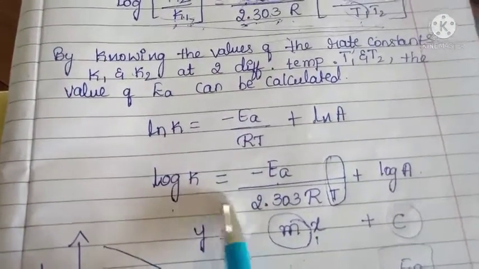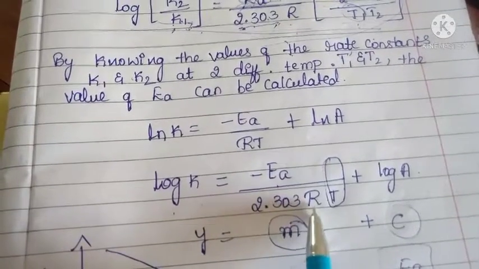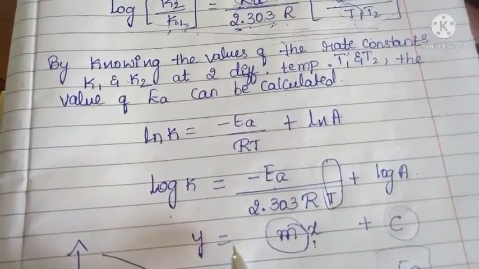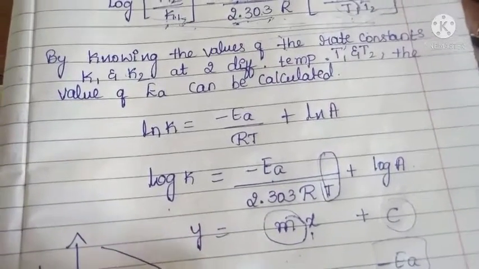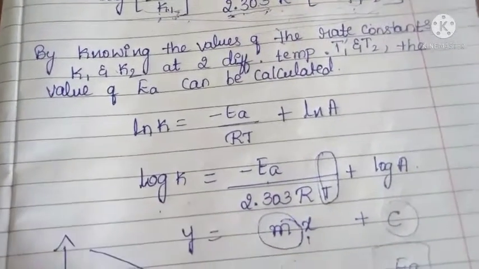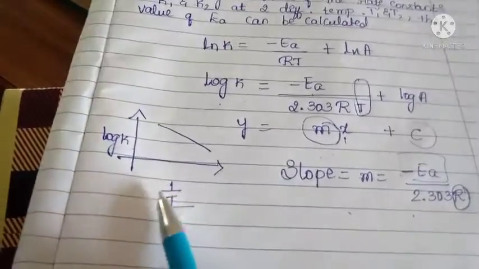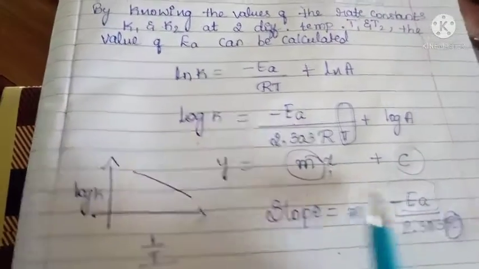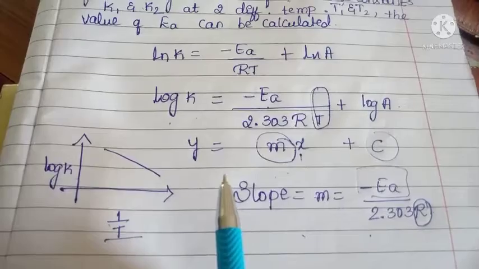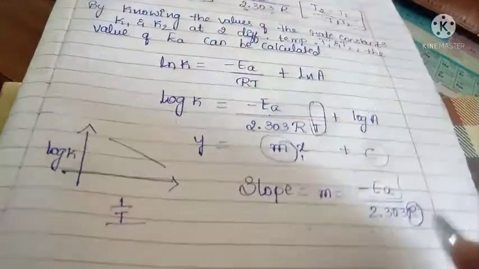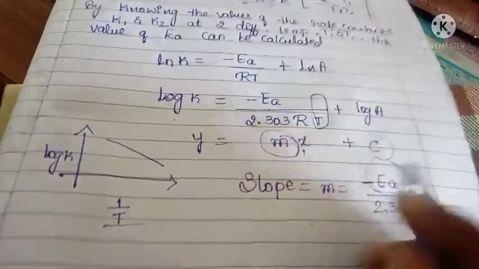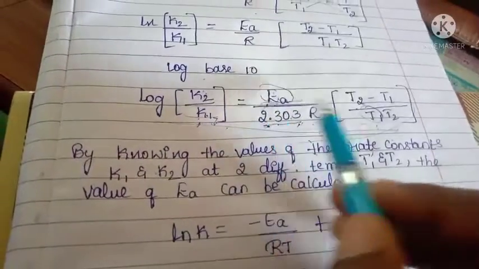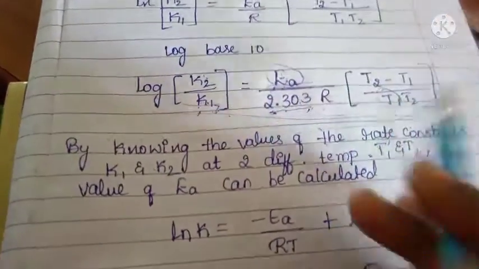Log K is equal to minus EA by 2.303 RT plus log A. This equation is a straight line linear equation, y is equal to mx plus c. On the y-axis we plot log K, on the x-axis 1 by T. We get a slope, that is minus EA by 2.303 R. By knowing this, we can calculate the EA value. So substituting the EA value into this equation, we then calculate one of the temperatures.